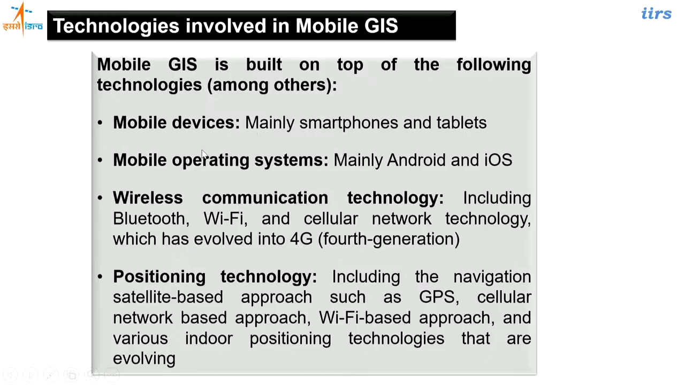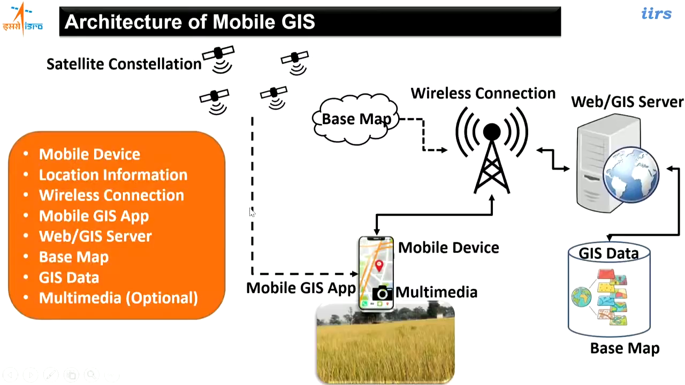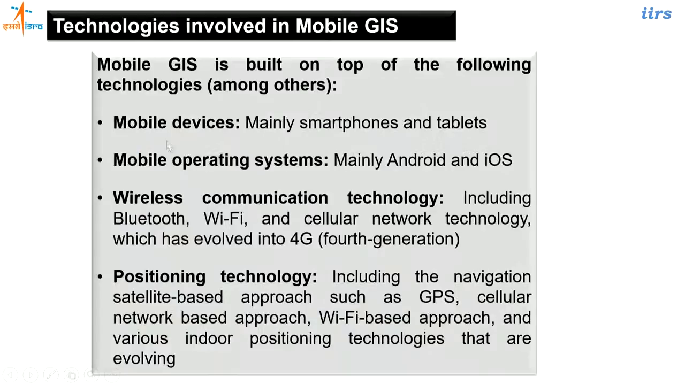If you see what the technologies are, as we have seen in the previous slide, these are some of the technologies. Mobile devices are required, the mobile operating system, mainly Android and iOS, and we require the wireless communication technology including Bluetooth, Wi-Fi, cellular network, along with 4G, fourth generation network also. And the fourth one is the positioning technology. These are the basic components actually.